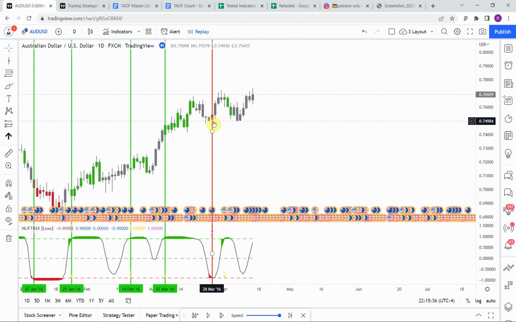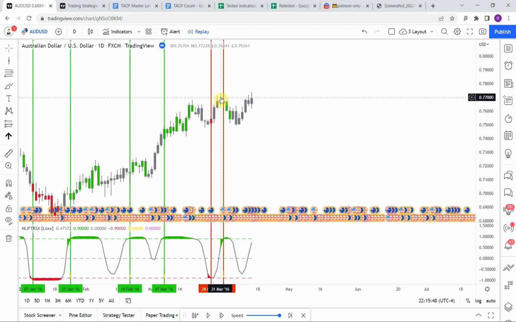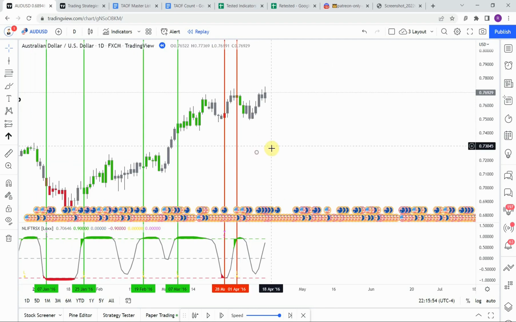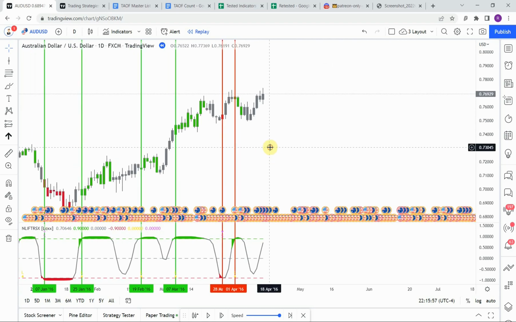All right, so unfortunately we do pick up a short right here and it's right at the bottom of this move, and immediately we get a spike to the upside, which is going to come up and stop us out. We then pick up a long right here and it is right at the top of this move, and we immediately start to push down, and that one does come down and stop us out on that one. Let's go ahead and continue on.